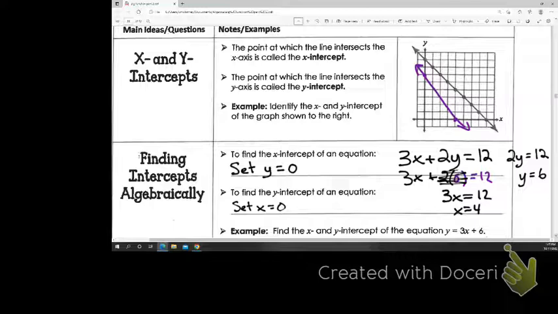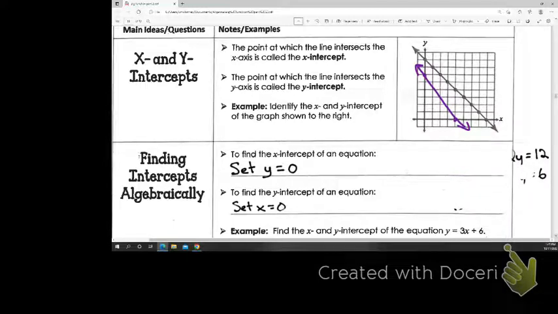Now, if those divisions did not give me whole numbers, then I would need to change it into slope-intercept form. But I find the idea of the intercepts to be most useful when it starts out in standard form, which is not the example that we're going to have here first.